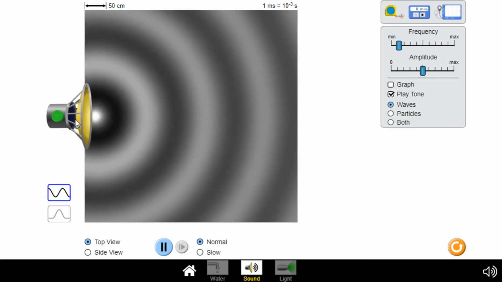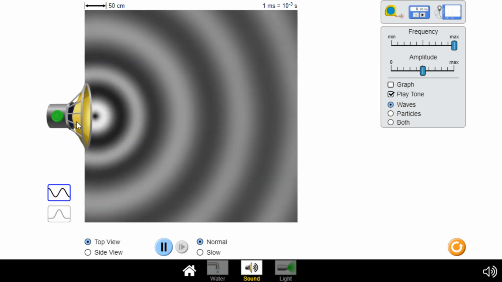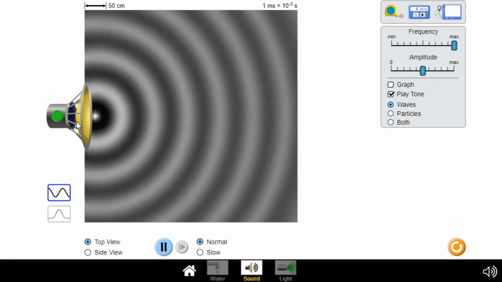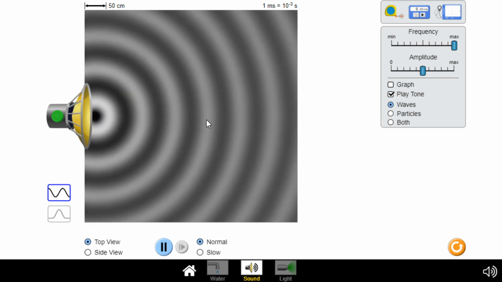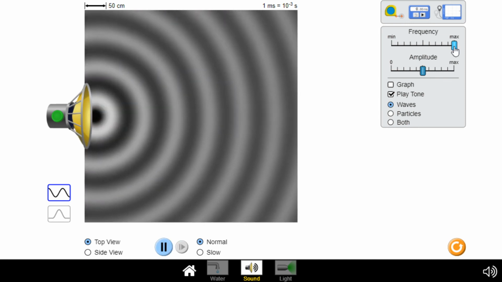So have a look at the speaker cone here. If I take the frequency up, it oscillates more times per second. Now finally, I want you to check the relationship between wavelength and frequency again. Now the wavelength is literally how bunched up the waves are. So the wavelength here will be from here to here. And that's with the high frequency. Right, what's the change when we take the frequency down?